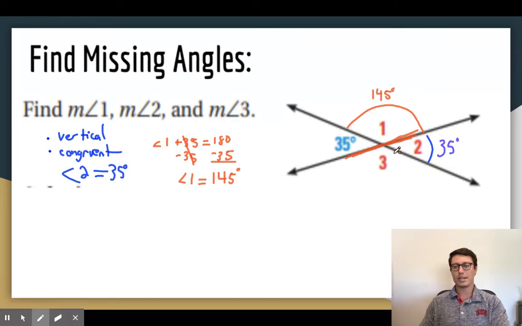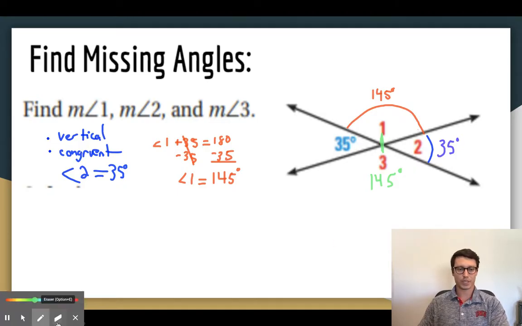And now we can take a look at angle 3. Remember, now if I erase this line and use a new color, let's go with green. Now we see that these two are vertical. If we've already found this one, we don't even have to do any math. We just automatically know that this one is 145. Okay, good.